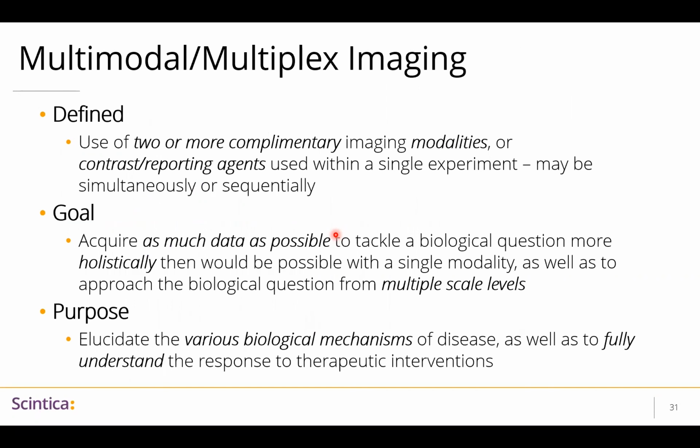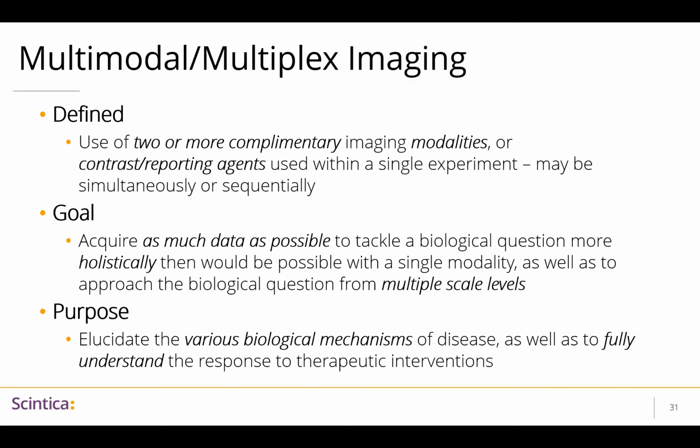So as we move into multimodal imaging or multiplex imaging, what does that mean? Multimodal imaging is loosely defined as 2 or more complementary imaging modalities or contrast reporter agents, which can be used in a single experiment that may be done simultaneously or sequentially. So it doesn't necessarily have to be different imaging modalities like PET and CT. It could be 2 different fluorophores in intravital microscopy, or it could be bioluminescence and fluorescence acquired on the same system. So the goal here is to acquire as much data as possible to track the different biological questions in a more holistic approach.